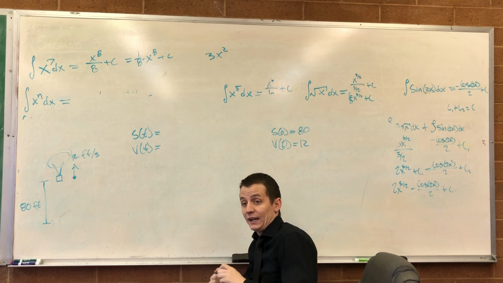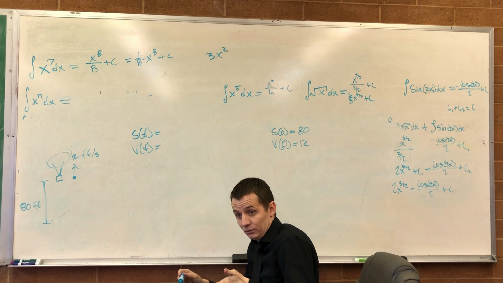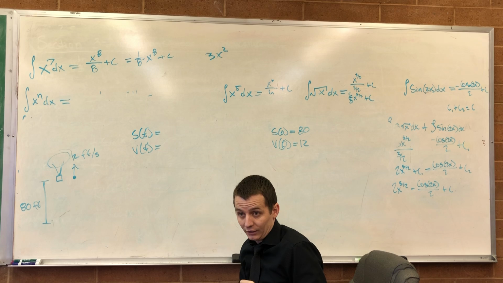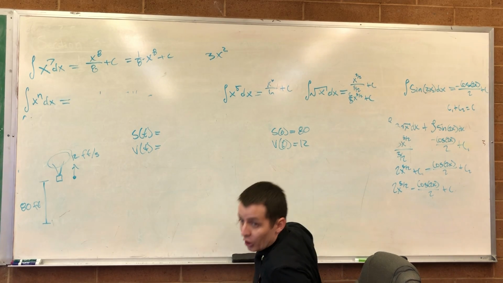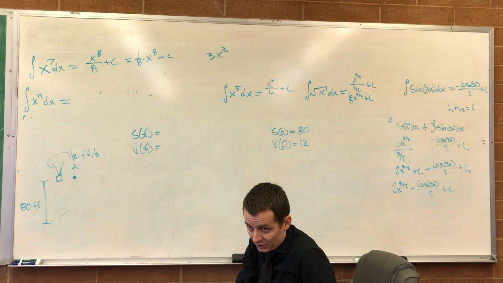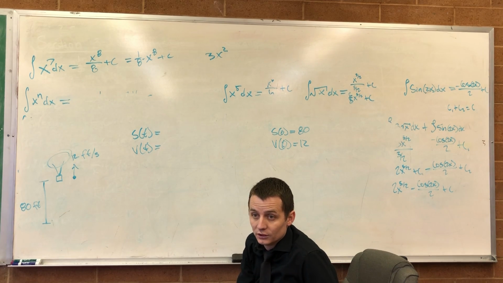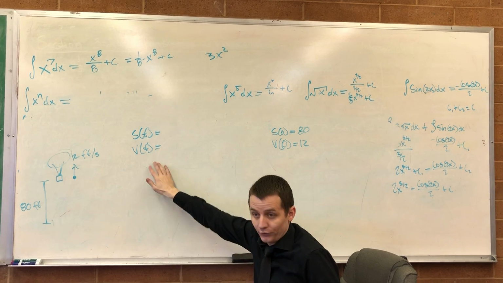The velocity of the package, the instant I let it go, is moving up at 12 feet per second. So the velocity at time 0 is 12. We're going to call the up direction positive and the down direction negative. With me? But I have no clue what this velocity function looks like.